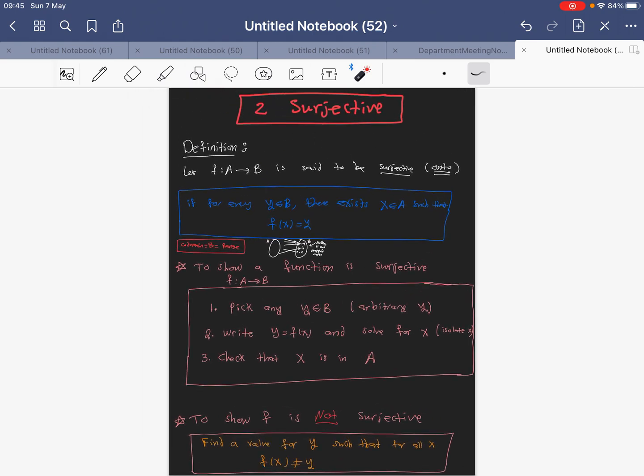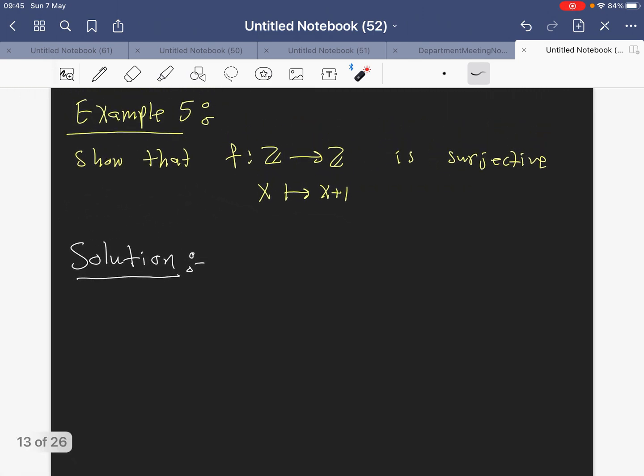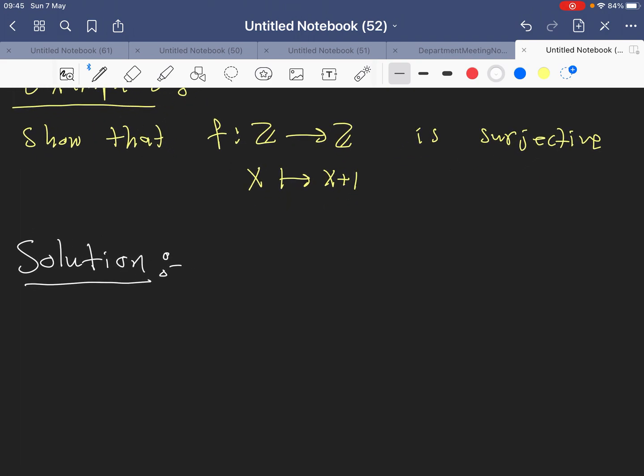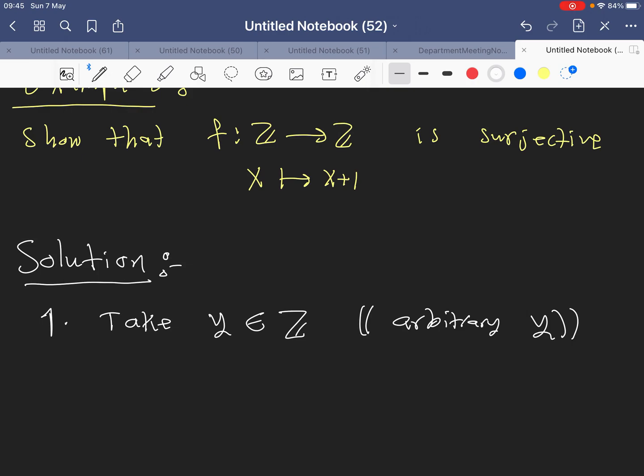I think now we are ready, using those 3 steps, to do the first example, which is example number 5 up here. We want to show that this function, which takes an integer x and gives the output x plus 1, is surjective. Following the steps we just talked about, the first step is to take any y in B. So I take y in Z, an arbitrary y, with no condition and no information. Step number 2, we write y equal f of x, so y equal x plus 1.